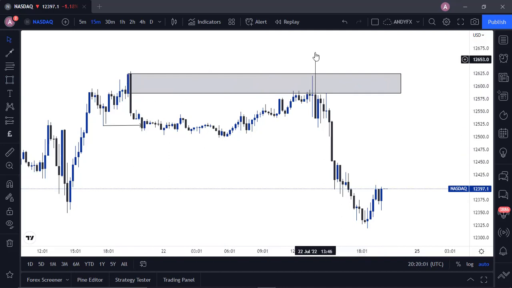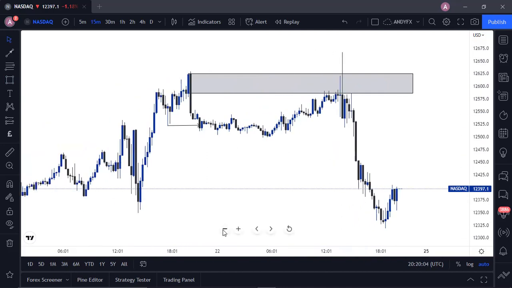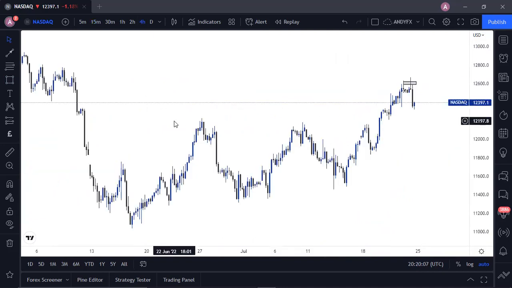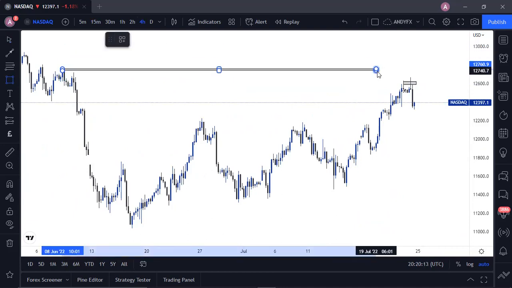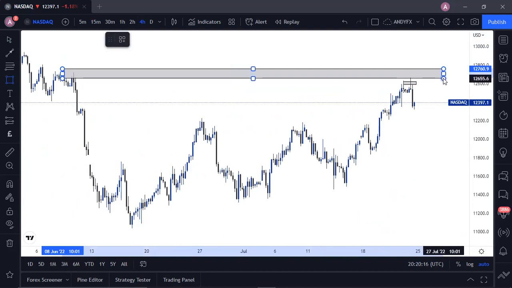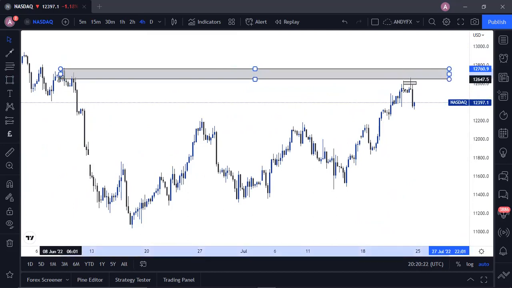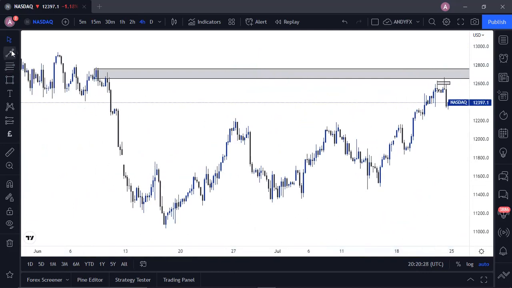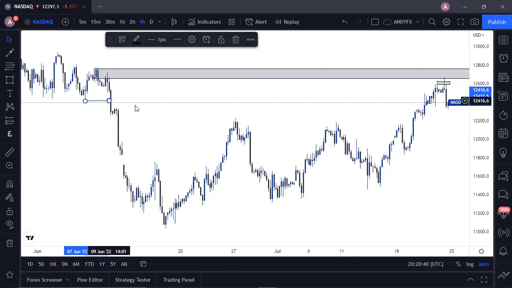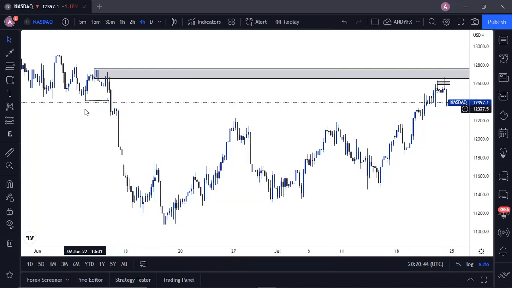So why did Nasdaq push up? What it did first, it started to take our stop losses. If I go to H4, on H4 we have our point of interest here. The reason why it pulled up sharply is because we broke the structure here. We had our break of structure here on H4.